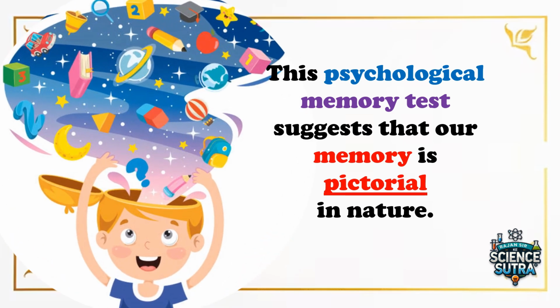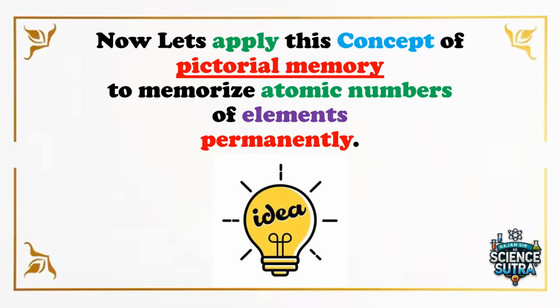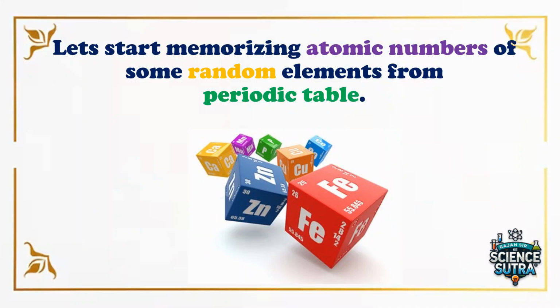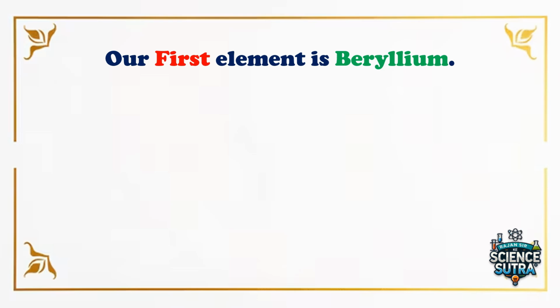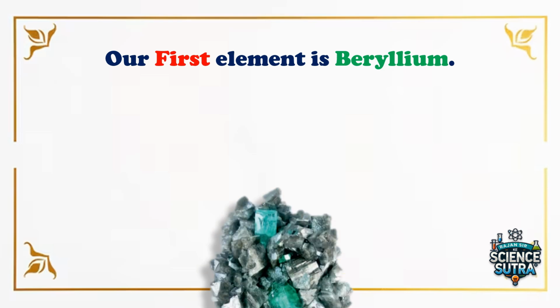Now let us apply this concept of pictorial memory to memorize atomic number of elements permanently. Let us start memorizing atomic number of some random elements from periodic table. So in this video, we will memorize atomic number of 15 elements, and that elements we took are random. Please understand, we are going to understand the concept. Okay, so our first element is beryllium.